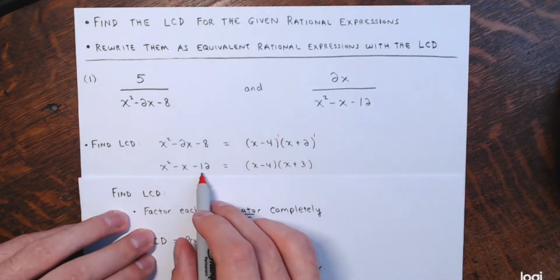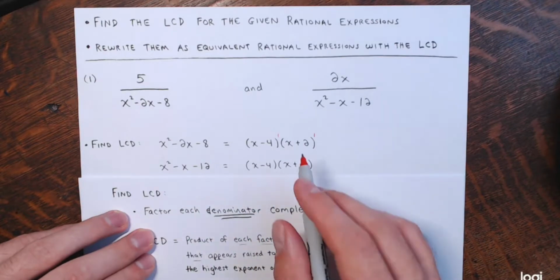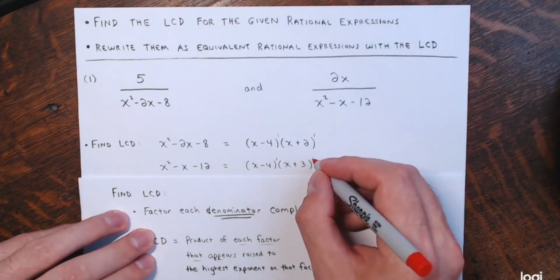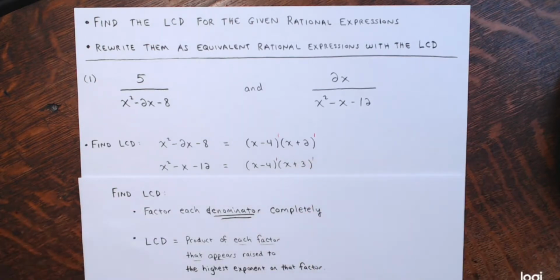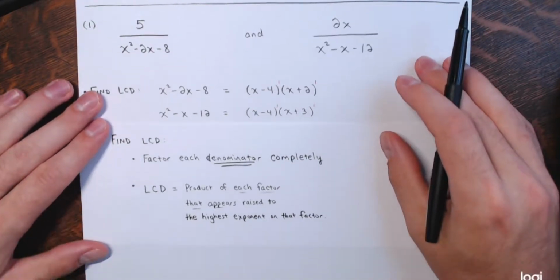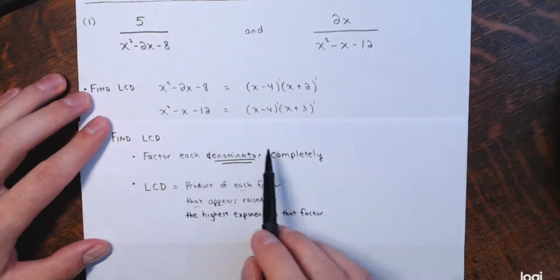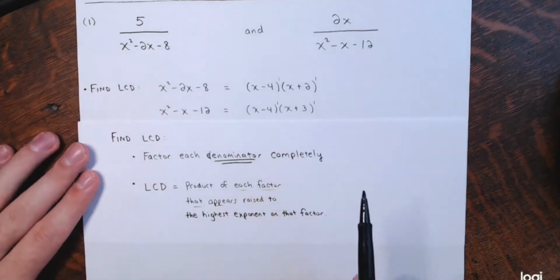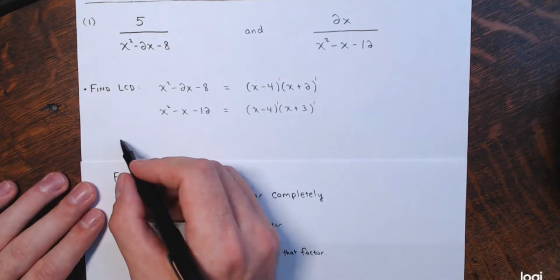In the second denominator's factorization, we have x minus 4 to the first, and x plus 3 to the first. So, you don't have to write the first power. I'm just doing it for this first example. So now I've done step 1 here, factor each denominator completely. Now we move on to the LCD.